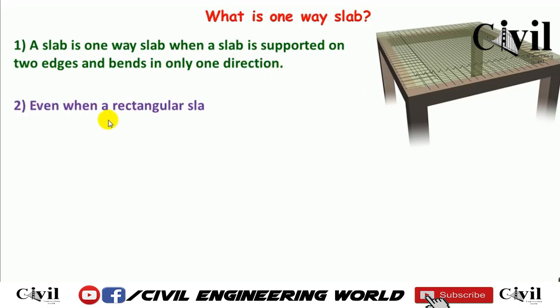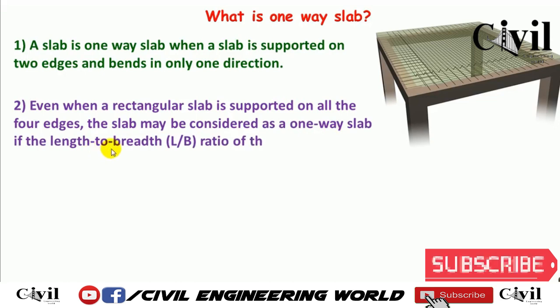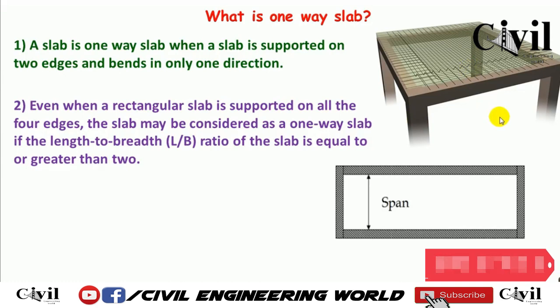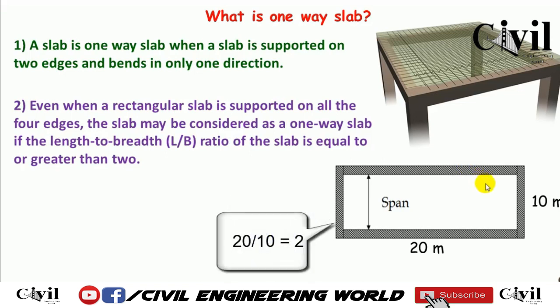Even when a rectangular slab is supported on all four edges, the slab may be considered a one-way slab if the length to breadth ratio of the slab is equal to or greater than 2. Let's take another example. The span of this slab is 10 meters and its length is 20 meters. So we have to decide whether it is a one-way slab or a two-way slab.